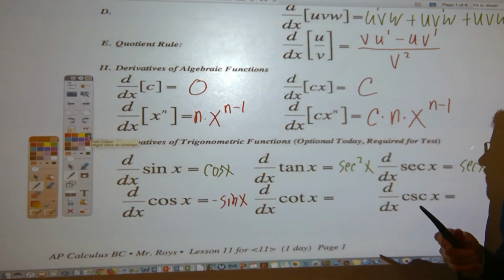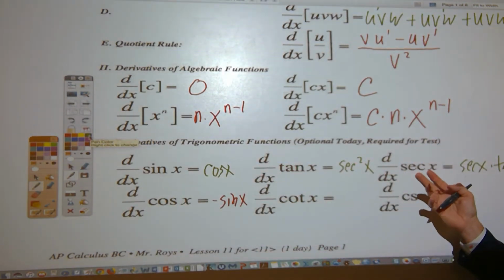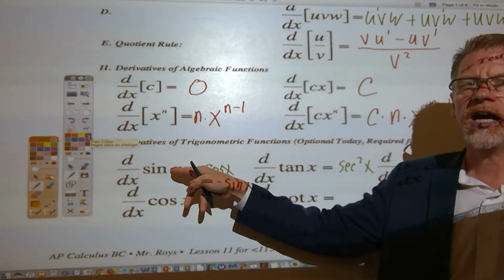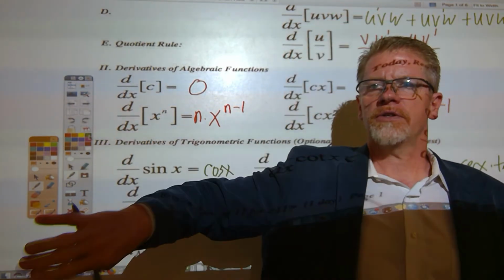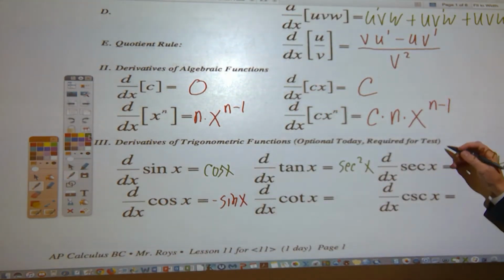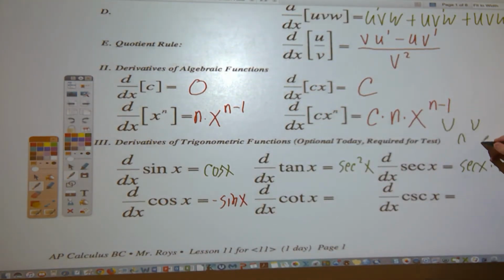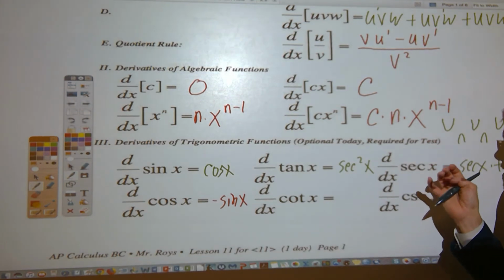The three main trig functions, graphically categorized, are sine, tangent, secant. It's not sine, cosine, tangent. Sine has a graph that looks like a wave. Tangent has a graph that looks like a swoosh. And then secant has a graph that you've seen. It's the reciprocal of a wave. It looks like this. So graphically categorized, these are the three big trig functions.